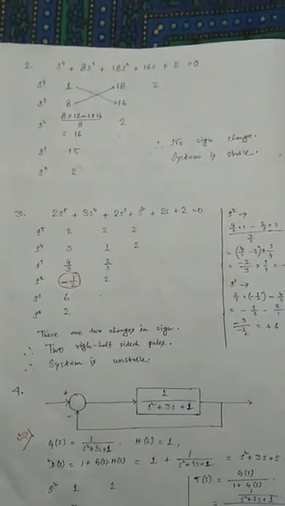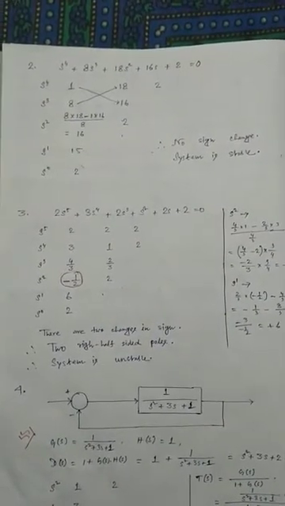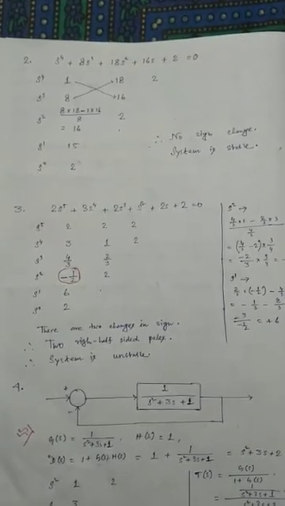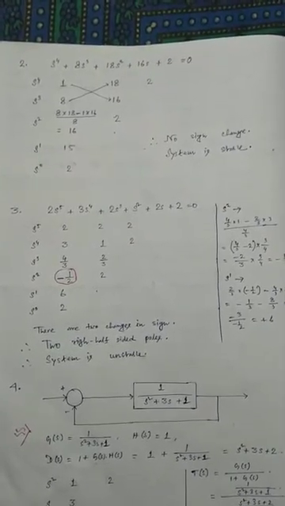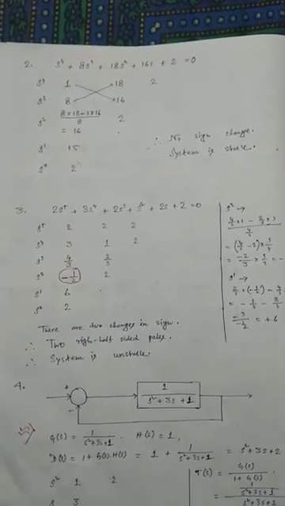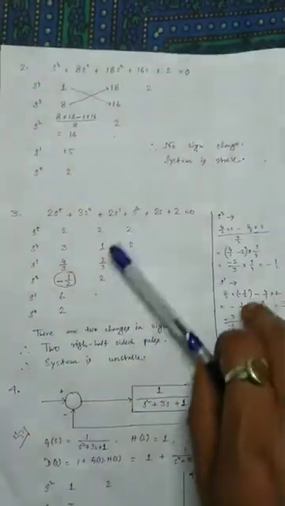There is another example, and we can see that the system is unstable with two right hand side poles for this characteristic equation, or for this system. You can calculate it yourselves.